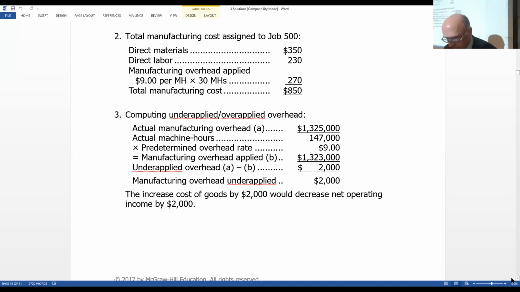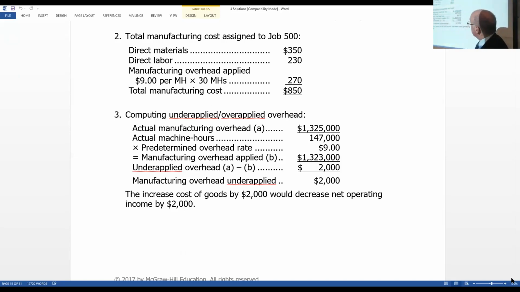So they worked a total of 147,000 machine hours on all jobs and incurred actual manufacturing overhead cost of $1,325,000. What is the amount of underapplied or overapplied overhead for the year? So first of all, we calculate the number, then we have to ask, is it overapplied or underapplied? So it's a two-part question. If this amount were closed out entirely to cost of goods sold, would net operating income increase or decrease?